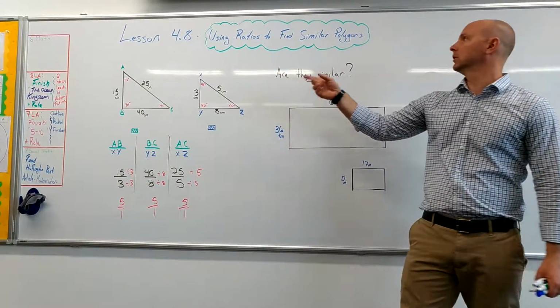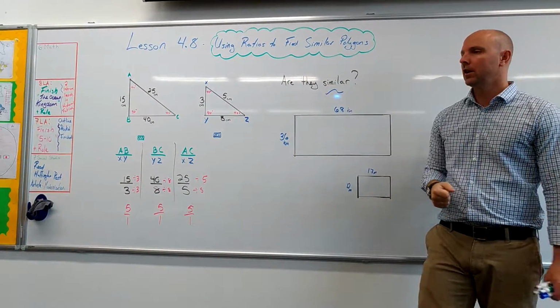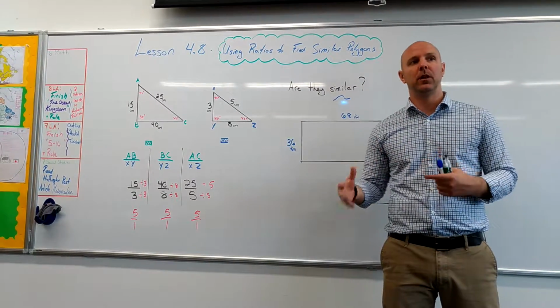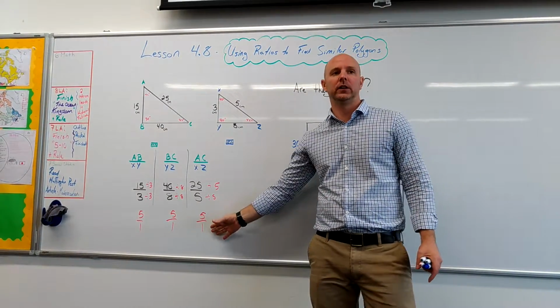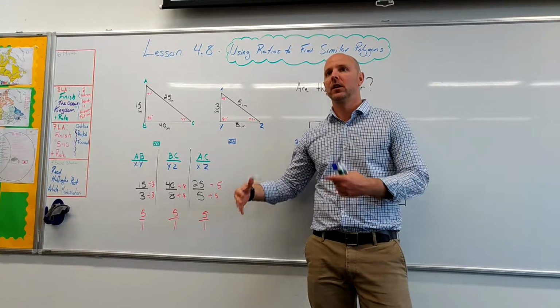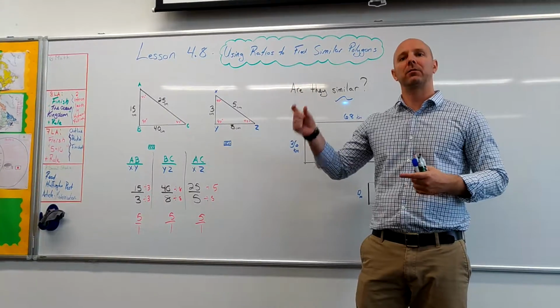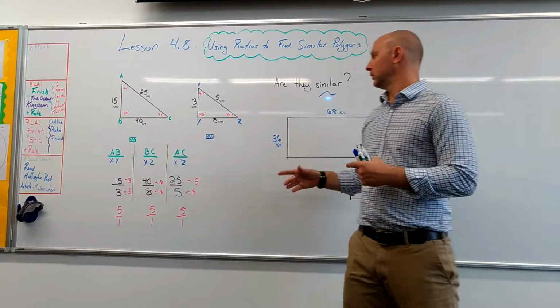How to use ratios to find similar polygons. And when we talk about similar in math, it doesn't just mean they're the same size and shape. It means that they're actually equivalent ratios or equivalent fractions. Whatever the difference between this size and that size is, they're mathematically the same. And that is what we call similar.